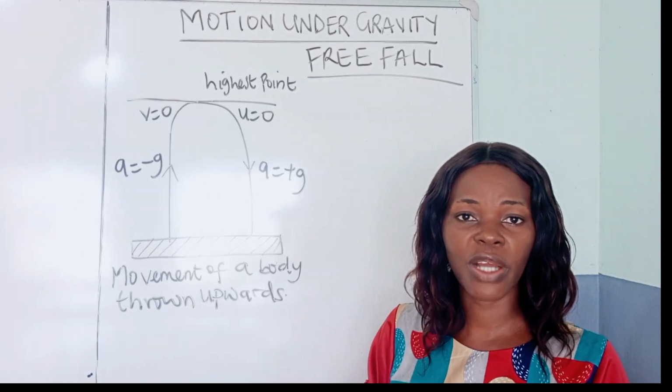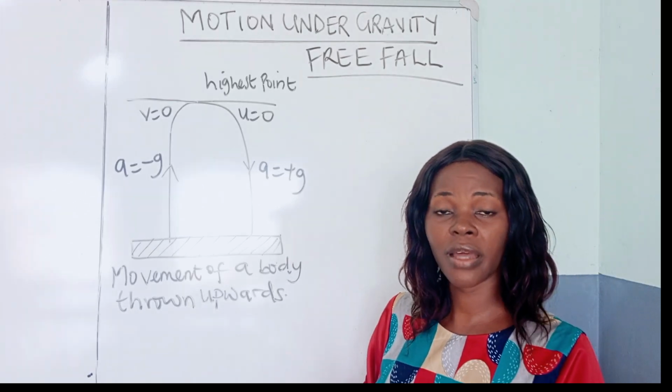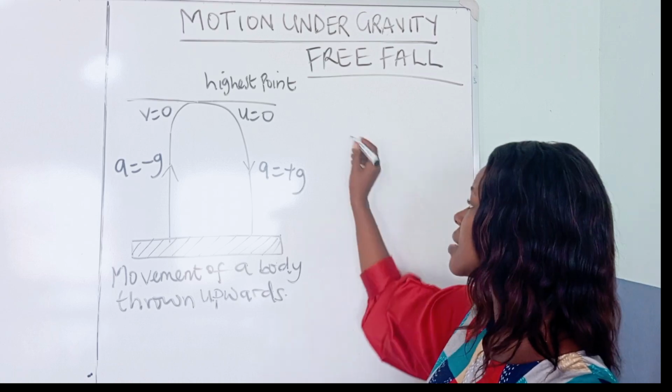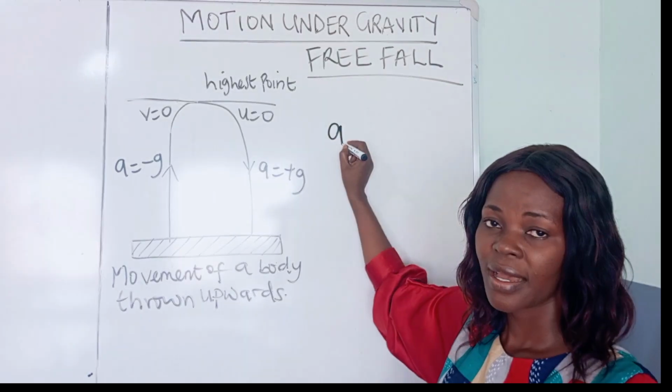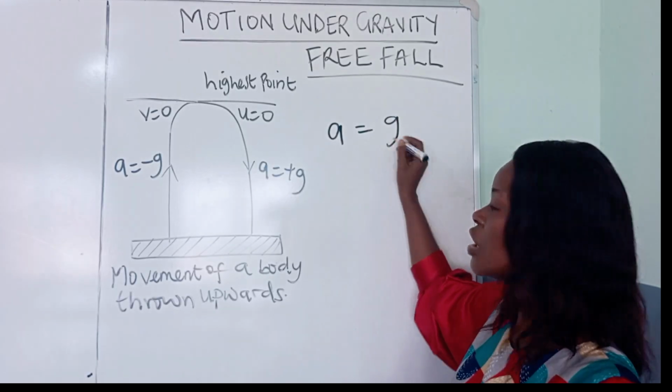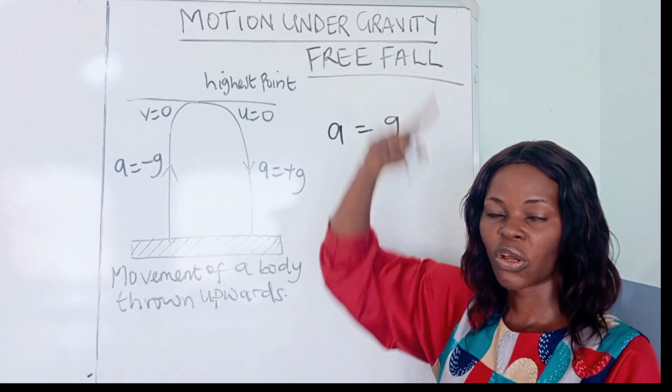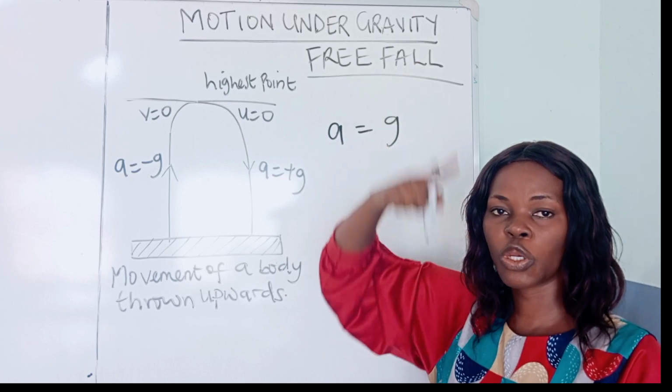G. Then the next thing we have to consider under equations of motion under gravity, we are going to change some few things. We are going to replace A with what? G. Because we are no longer dealing with linear motion, we are dealing with what? Motion under gravity, free fall, whether it is going up or coming down.